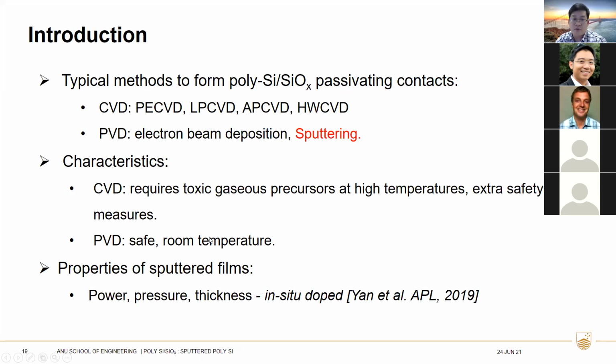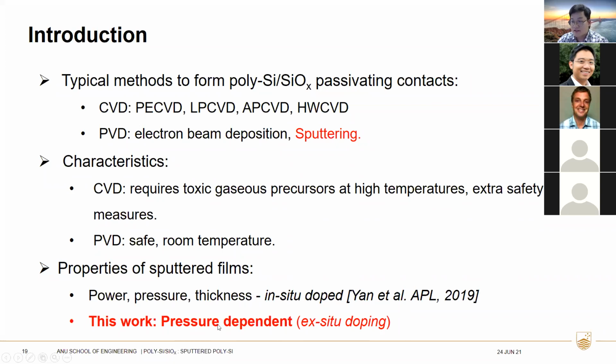About the properties of the sputtered film, previous work from Diyan published in APL in 2019 already reported very good silicon solar cells with an efficiency of around 23%, with in situ doped polysilicon passivating contacts. So in this work, we will do something different: we do ex situ doping of the polysilicon and observe the dependence on the pressure.